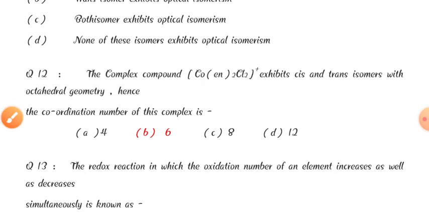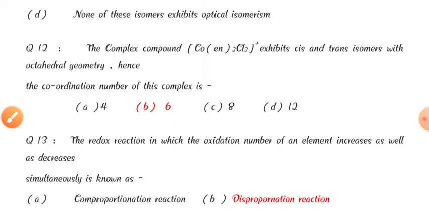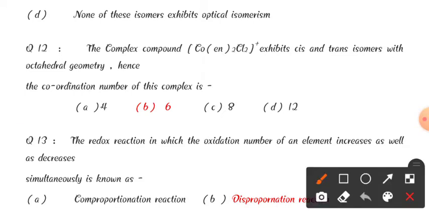Now next question. Question number 12. The complex compound dichlorobis(ethylenediamine)cobalt exhibits cis and trans isomers with octahedral geometry. Hence, the coordination number of its complex is, friends, option number B, that is 6, is the correct answer. Okay.